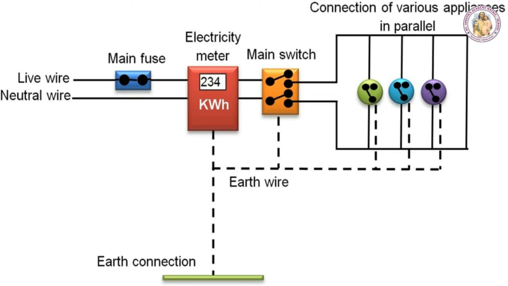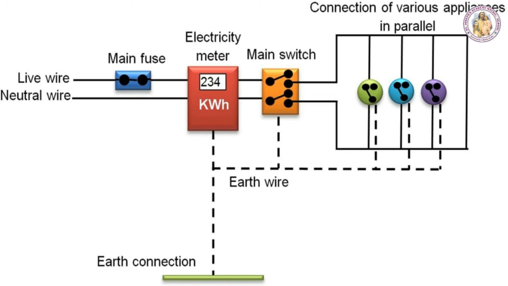Both the live wire and the neutral wire enter into a box where the main fuse is connected with the live wire. After the electricity meter, these wires enter into the main switch, which is used to discontinue the electricity supply whenever required.